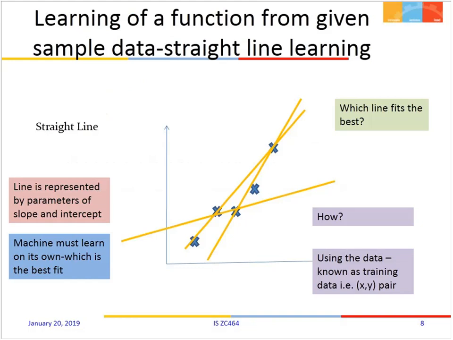So if I'm plotting these points, you can check that there could be thousands of lines, or rather an infinite number of lines, that can pass through any combination of these points. But definitely there is no single line which passes through all the points. So the concept of finding a line that passes through all the points is not possible.